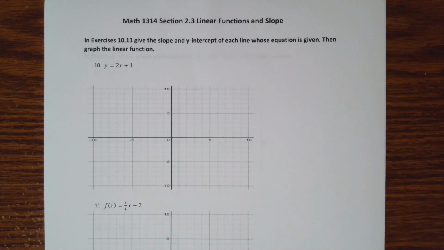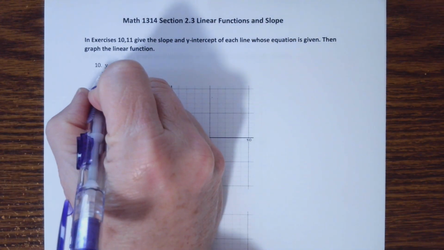All right, this is section 2.3, linear functions and slope. We're going to finish this up, part 2. So in exercises 10 and 11, we need to give the slope and y-intercept of each line whose equation is given and then graph the linear function. So this is in that, again, slope-intercept form.